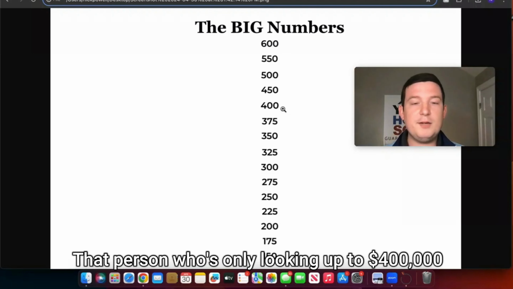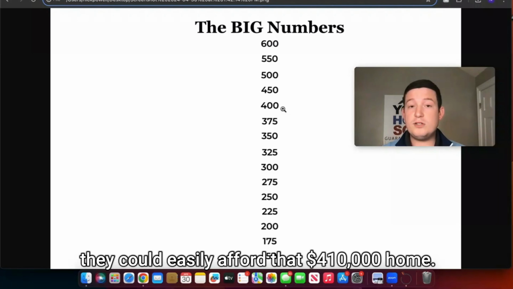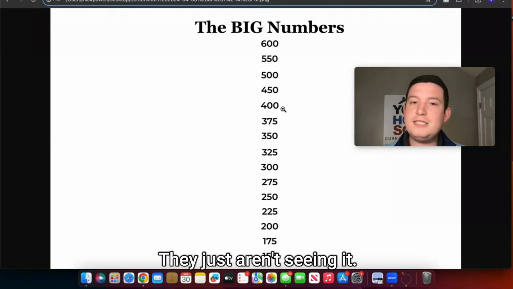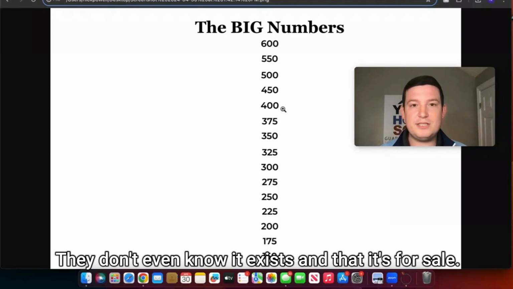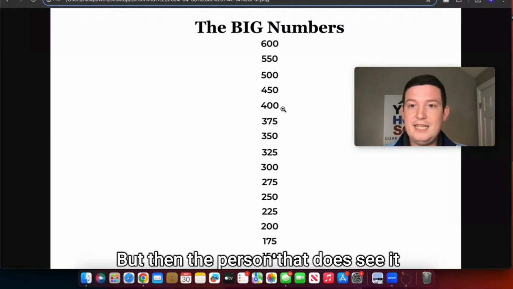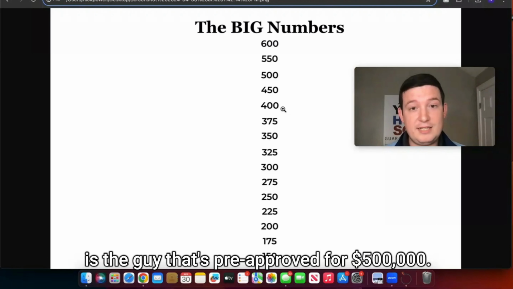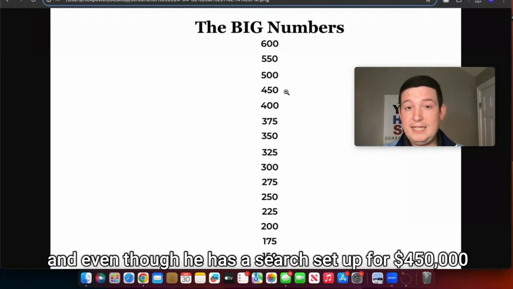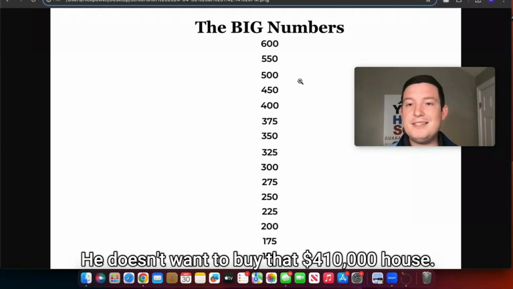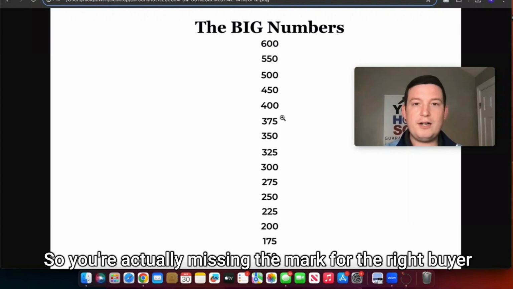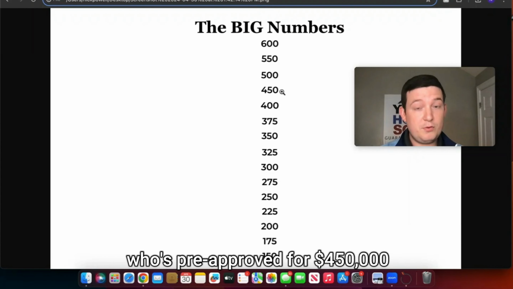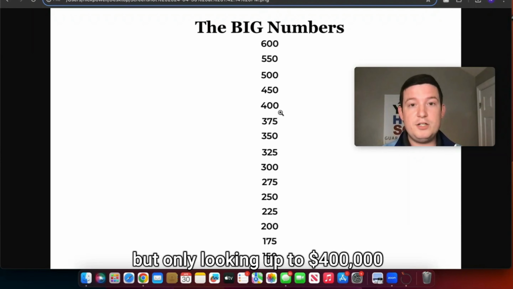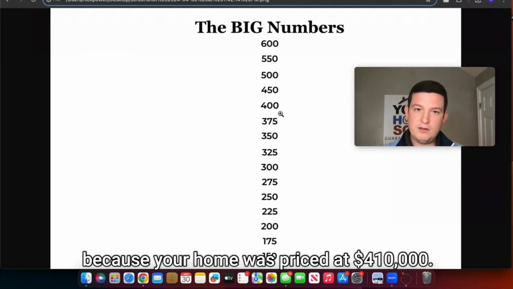That person who's only looking up to $400,000 could easily afford that $410,000 home. They just aren't seeing it. They don't even know it exists and that it's for sale. But the person that does see it is the guy that's pre-approved for $500,000. Even though he has a search set up for $450,000, he's pre-approved for up to $500,000, and he doesn't want to buy that $410,000 house. So you're actually missing the mark for the right buyer who's pre-approved for $450,000, but only looking up to $400,000, because your home was priced at $410,000.